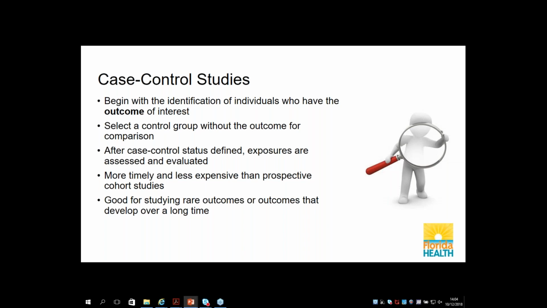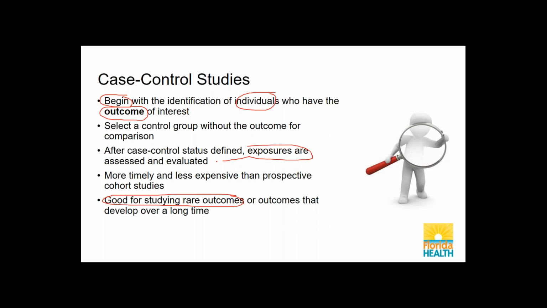So in this slide, there are things that you need to know and that you need to, as soon as you hear them or you see them on a question, you need to be thinking, okay, so first things first, outcome. So you begin with individuals who have the outcome. That is the first thing that you need to remember. Also, they are good for studying rare outcomes, right? They're gonna ask you questions about if an event is rare, which type of study is better to utilize. Keep these things in mind, right? That it begins with the outcome, and then once that's already established, then you're looking at exposures. Then the exposures are assessed and evaluated, but this is after the status is defined. So these are some key things you need to remember.